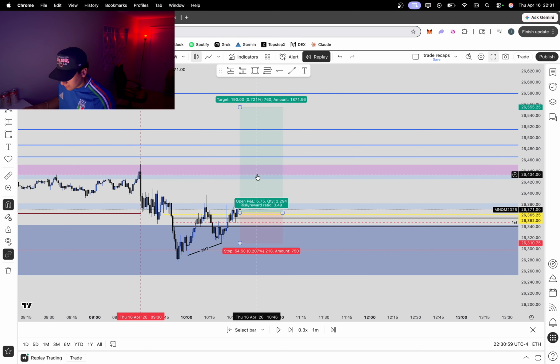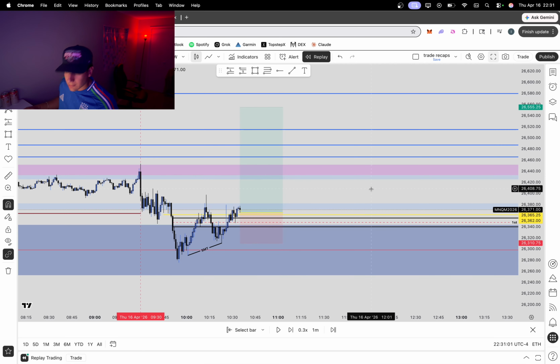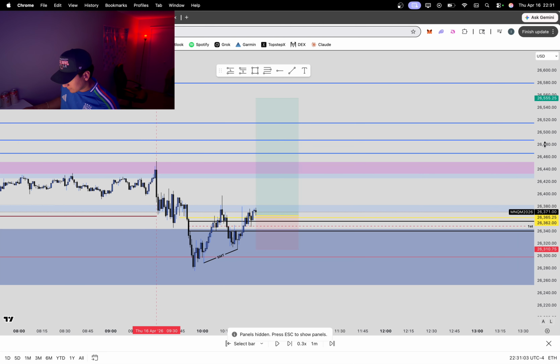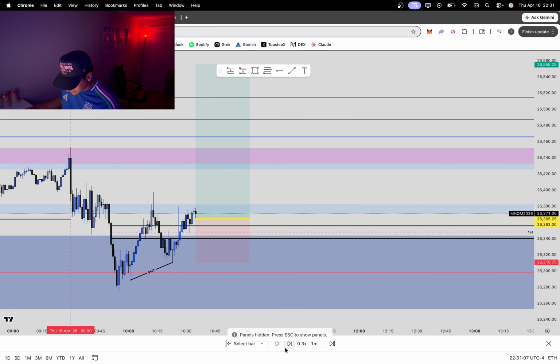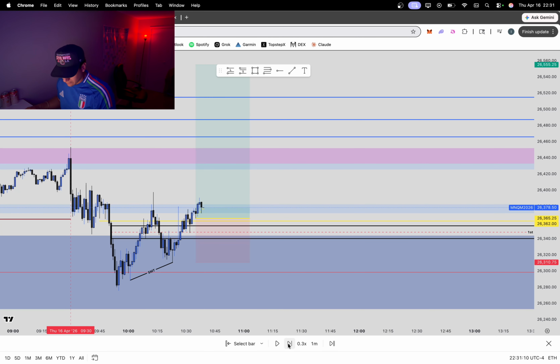All right, what is this? 3.5 R trade. No big deal. It's just what El Toro does. All right, so we get triggered right there.